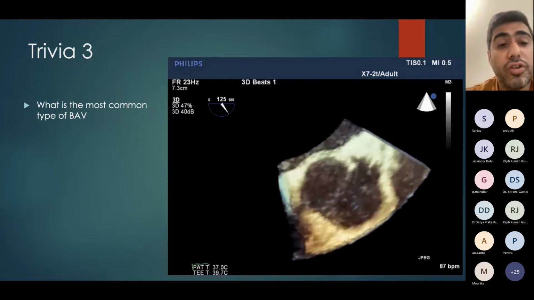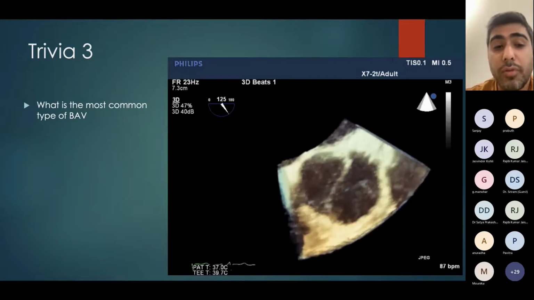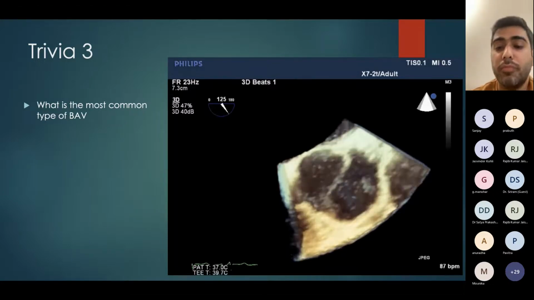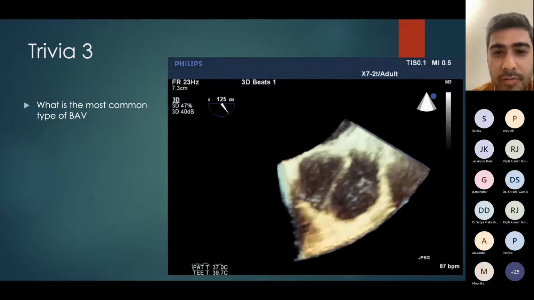A third trivia question: try to identify the pathology. Yes, of course, it's bicuspid aortic valve, but what is the most common type of bicuspid aortic valve?